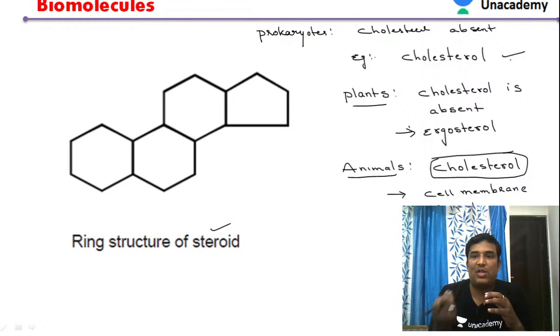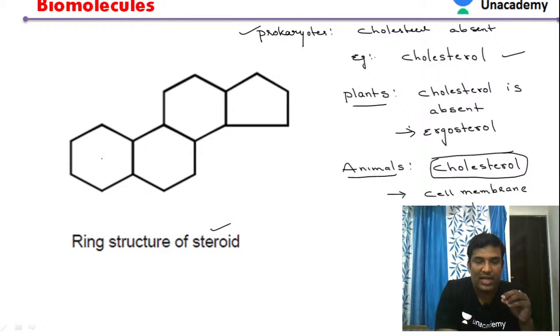Where do we see cholesterol? It is in the cell membrane. You can find cholesterol in animals in the cell membrane, whereas in prokaryotic cells cholesterol is absent. So remember, in prokaryotic cells we also have a cell membrane, but in the cell membrane of prokaryotic cells cholesterol is absent. So you can see the cholesterol structure, okay.